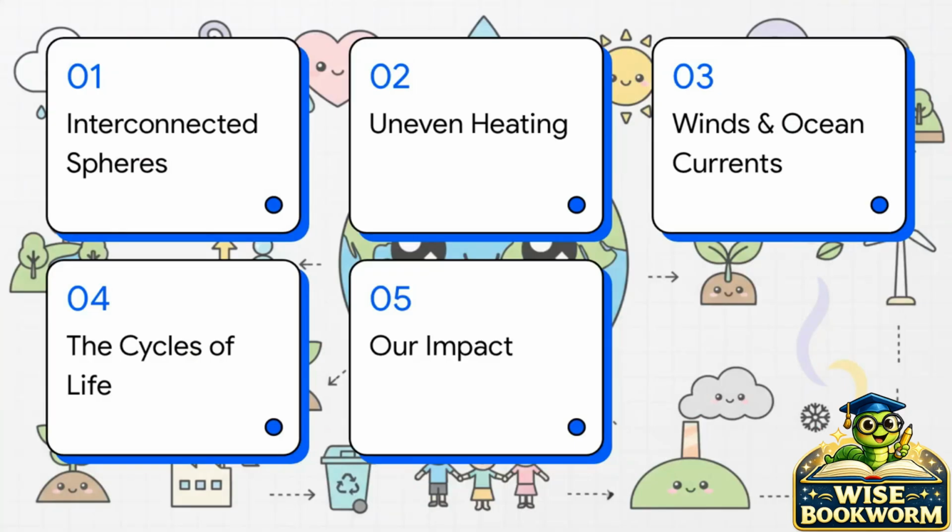Here is our quick roadmap for today's journey. We'll start with Earth's interconnected spheres, move on to the power of uneven heating, explore winds and ocean currents, dive into the cycles of life, and finally wrap up with our impact on the system.